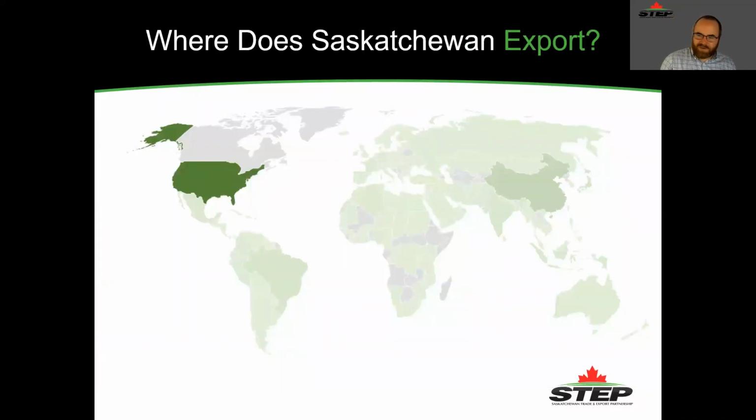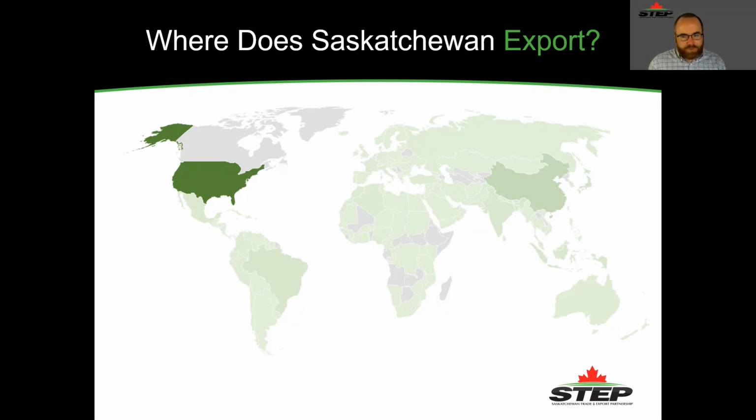So where do Saskatchewan exporters export? The answer to that question is really everywhere. In 2019, Saskatchewan exported to over 150 countries. This slide represents where those exports went to and are shaded based on the amount of exports.